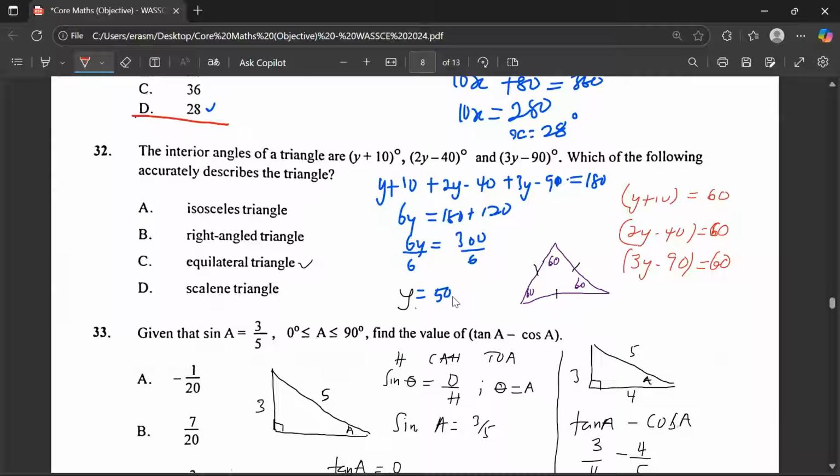Now, let's put 50 into these expressions. We are going to have 50 plus 10, and that is 60. We are going to have 50 times 2, that is 100 minus 40, which is 60. We are going to have 3 times 50, which is 150 minus 90, and this equals 60. So you realize that each interior angle of the triangle is what? 60 degrees. So if you have a triangle and each interior angle is 60 degrees, that is what? An equilateral triangle. That means all its sides are the same.